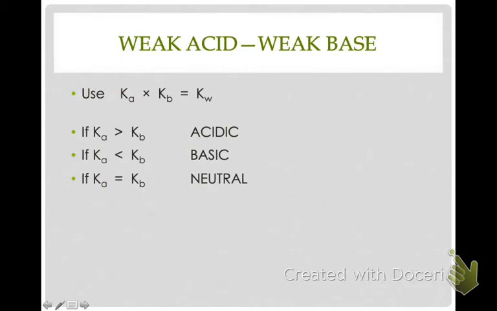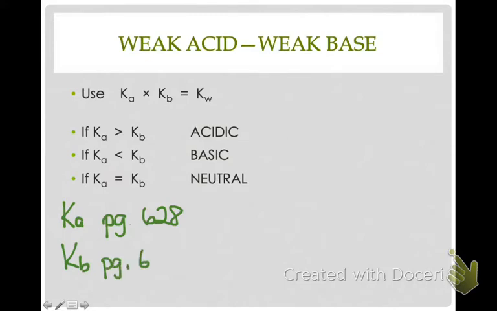With these types of reactions, we will compare the values of Ka, the acid dissociation constant, and Kb, the base dissociation constant. Just as a reminder, the Ka values can be found in your text on page 628, and the Kb values can be found in your text on page 647. By comparing the Ka and Kb values, we can determine if a salt solution is acidic, basic, or neutral.